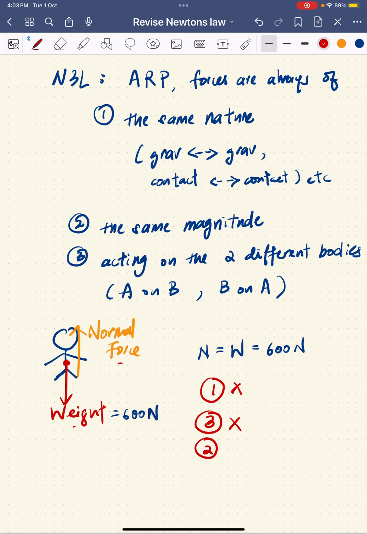Number two: if the weight is 600 Newton, does it mean that the normal force must always be also 600 Newton? The answer here is also not always true. Because the weight is given by mg, so long as the mass does not change and the gravitational field strength does not change, my 600 Newton of weight is not going to change. But the normal force is going to be able to change. Let's talk about this situation.